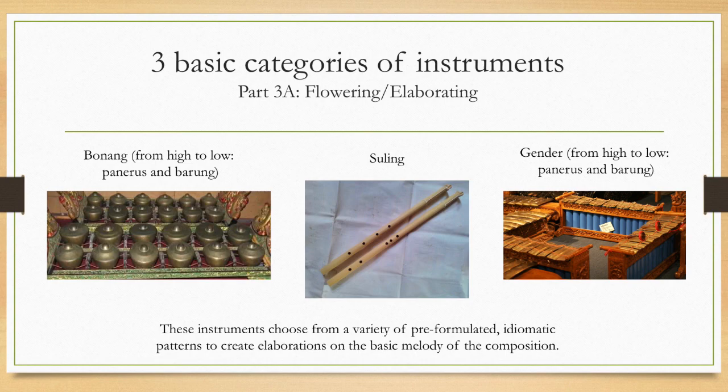Finally, we have the flowering or elaborating instruments. So from left to right here on this page, we have bonang, which is bonang barung for the lower pitch, bonang panerus for the higher pitch. In the middle, we have suling, the bamboo flute. On the right, we have gender. The lower pitched one is called barung, and the higher pitched one, again, is called panerus. So these instruments essentially take a variety of patterns to fill out the skeletal melody. So they are playing elaborations on the melody of the composition.